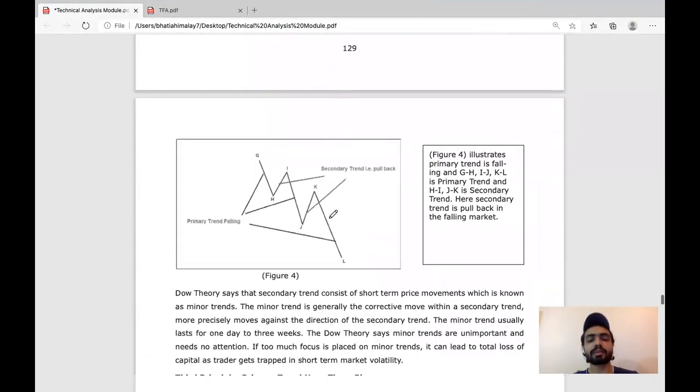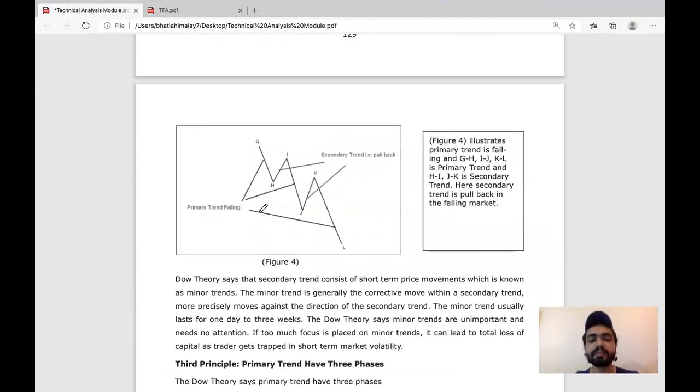Similarly, let's talk about this picture. My main primary trend over here is from G to L, right? And it is in a downward direction. And in this direction, what is happening is we have points I and K. I and K are again known as your correction points in the market. And the points H and J will be known as pullbacks in the market.